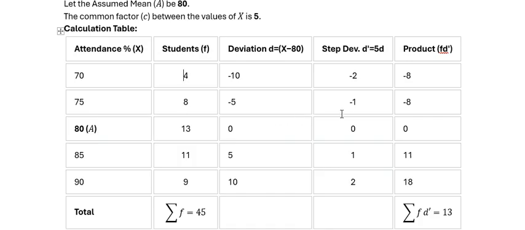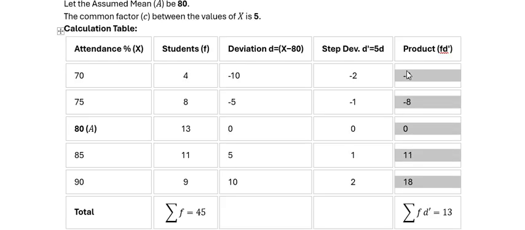Center aligned here, 4 into minus 2 will become minus 8. Similarly, 8 into minus 1 will become minus 8. 13 into 0 becomes 0. 11 into 1 is equal to 11. 9 into 2 is equal to 18. So if you make the total of this, you will get 13.